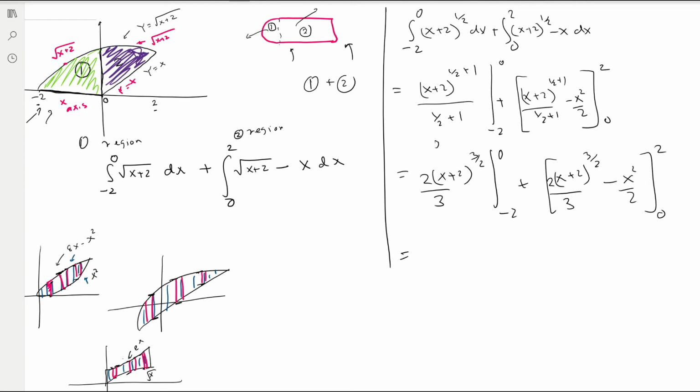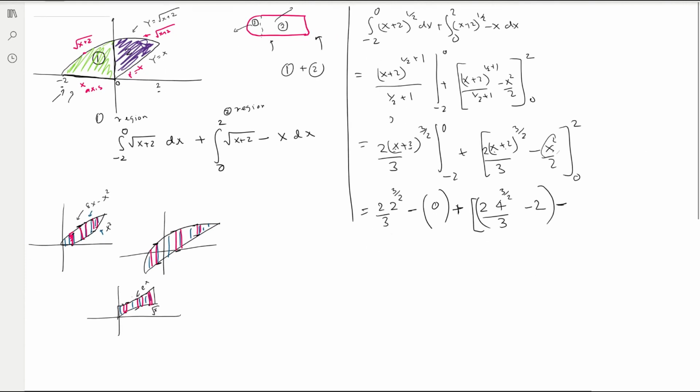So now let's substitute. If you substitute 0, 0 plus 2 is 2. So it's 2 over 3, 2 to the 3 over 2, minus, now substitute -2. 2 plus -2 is 0. So this is 0. Plus, now substitute 2 here. So 2 plus 2 is 4. So 2 times 4 to the 3 over 2 over 3 minus 2 square over 2. 4 over 2 is 2. And then from here subtract what you get by plugging in 0.